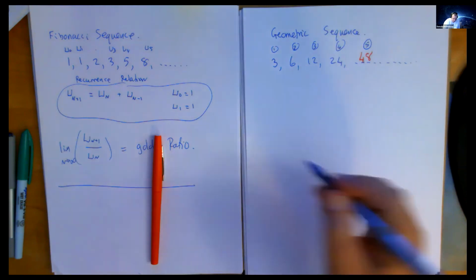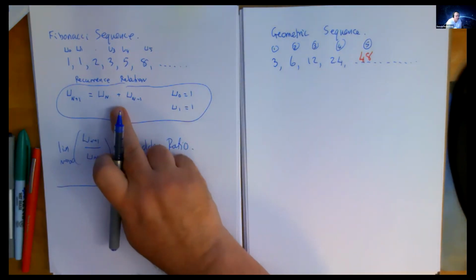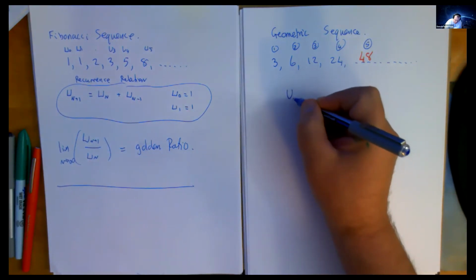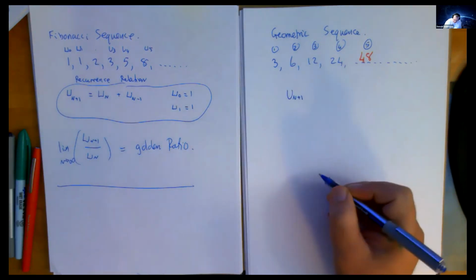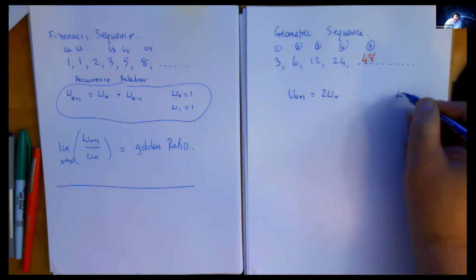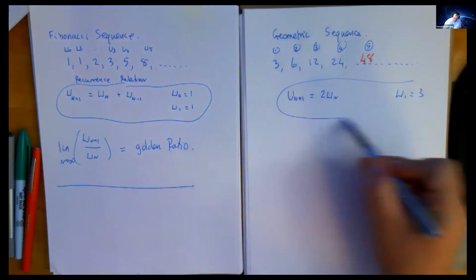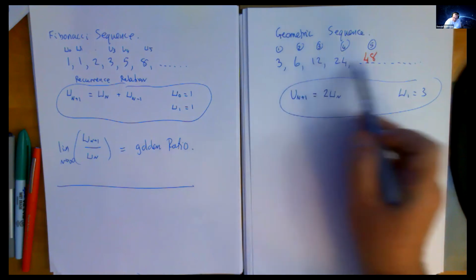Now, if I wanted to give you this formula, I can do it as a recurrence relation. I can tell you that the next number in the sequence is double the one that came before. And then I just need to tell you who the first guy is. And that is the formula that would allow you to generate that.